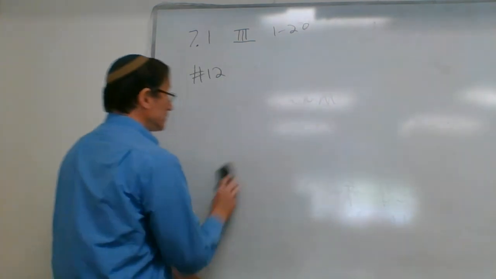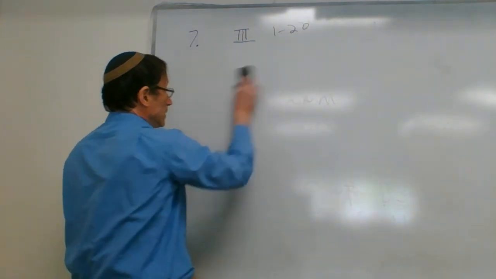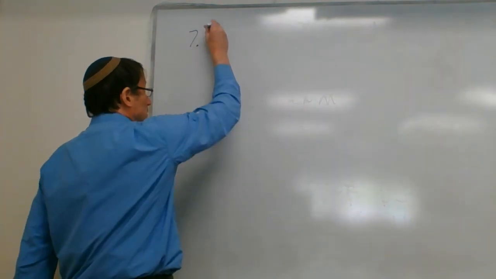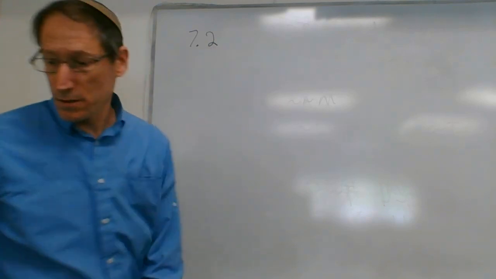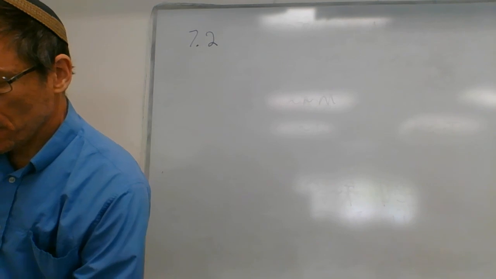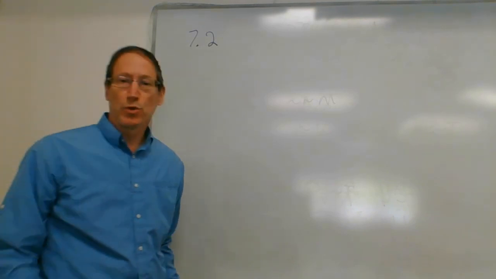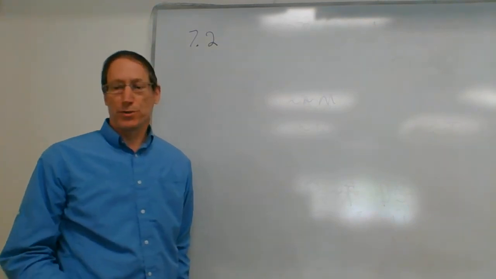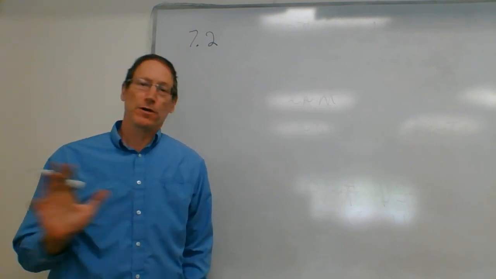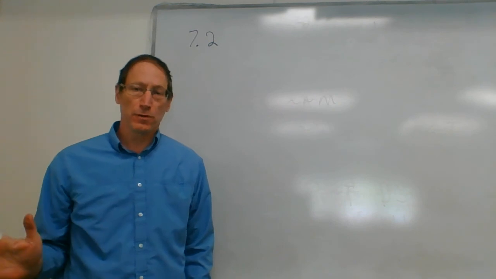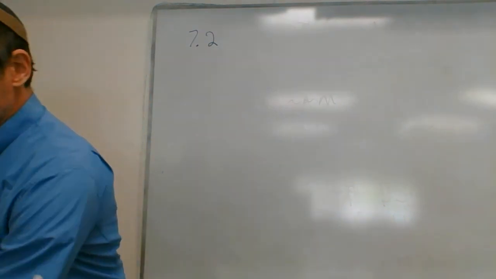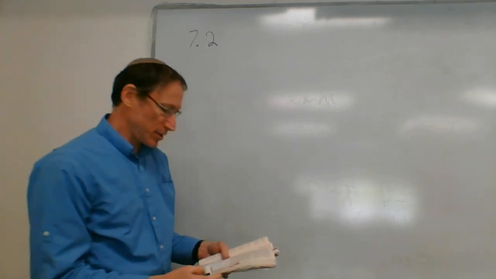So what are the rules in 7.2? The rules in 7.2 are, it says rules of implication, Roman numeral 2, meaning you're learning more rules of implication. Later on, we're going to see there's a different kind of rule called a replacement rule. These are rules of implication.